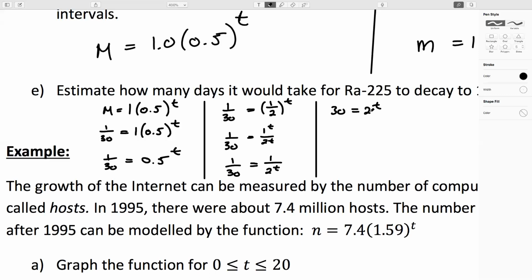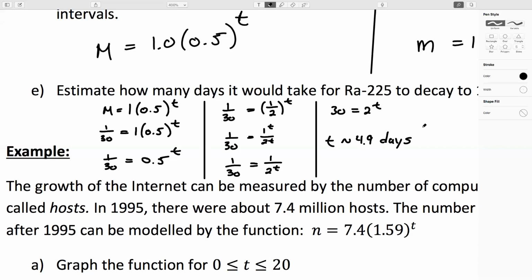We just have to try powers of 2 until we get close to 30. I know it's not 2 to the 2. Let's try 2 to the 3. 2 to the 3 is 8. 2 to the 4 is 16. 2 to the power of 5 is 32. So it's very slightly less than 5. We could try 2 to the 4.5, 22.6, it's not quite enough. Let's try 2 to the 4.8, 27.9, getting closer. 2 to the 4.9, 29.9. We can get closer, but that's close enough for now. So t is going to be approximately 4.9.